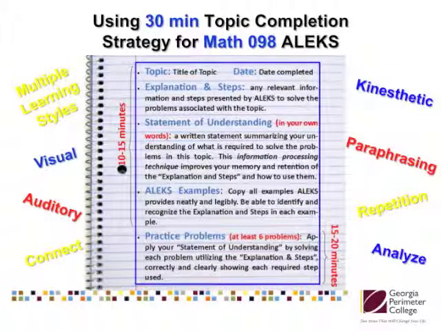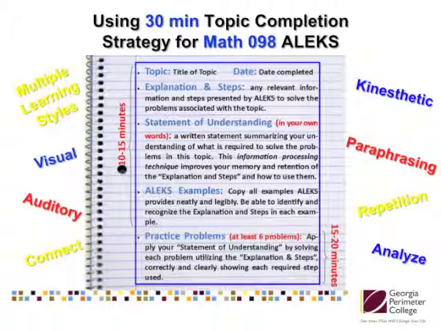This section is about using the 30-minute topic completion strategy for Math 98. If you look at the graphic on your screen, we have an example and outline of how your notes should look. This strategy utilizes multiple learning styles. It does not matter what type of learner you are, visual, auditory, kinesthetic, or tactile. You can use this strategy. It incorporates paraphrasing, repetition, and analysis, it allows you to make connections with the information, and it's very, very good at retaining information. It will definitely increase that aspect.